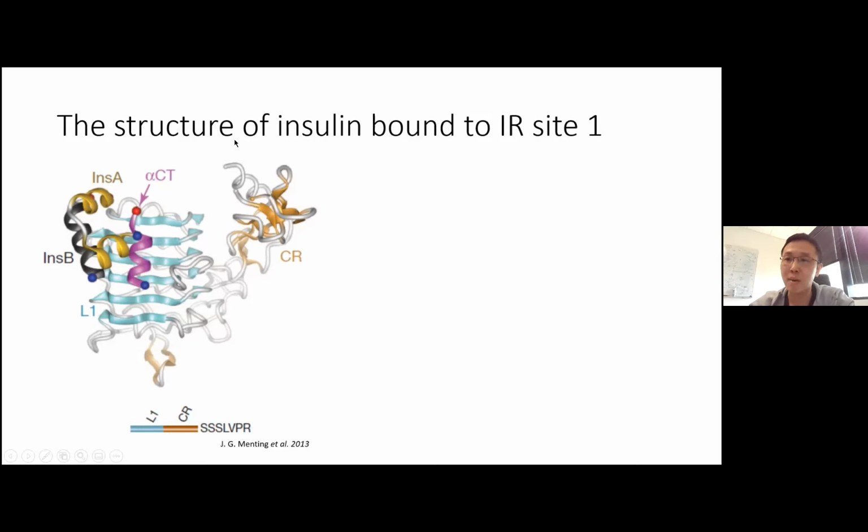The binding mode has been clearly revealed by X-ray crystallography, showing that insulin makes simultaneous contacts with both the alpha-CT motif and the L1 domain. This is very, very clear.